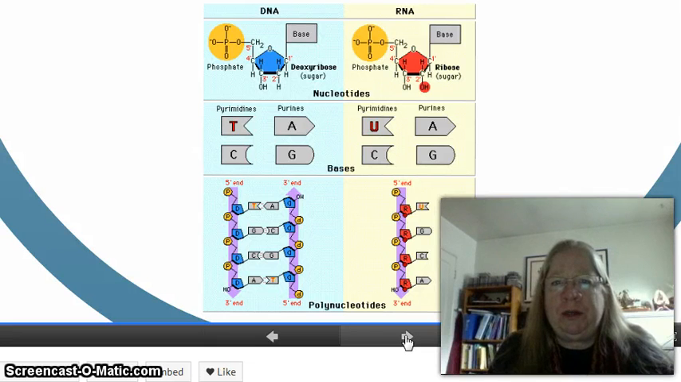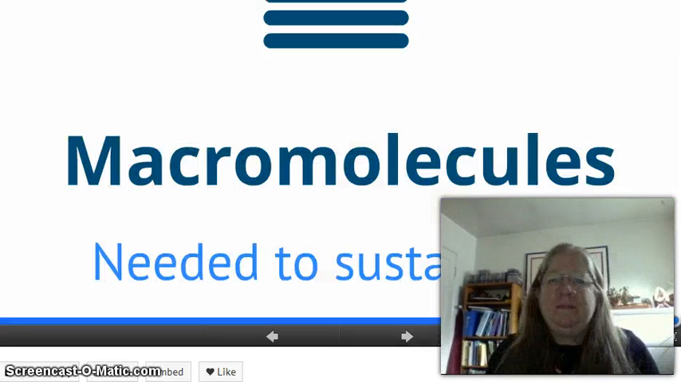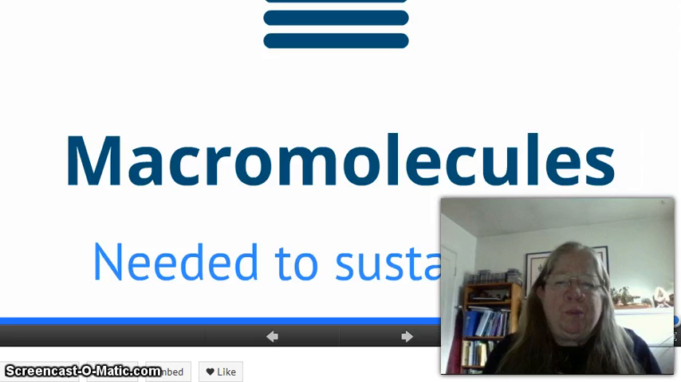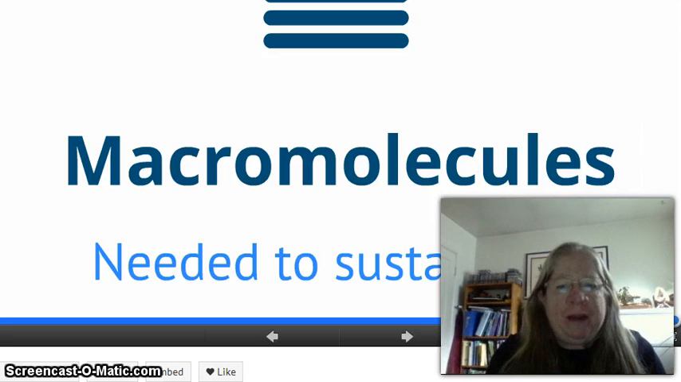So here's a picture of a DNA molecule. It's a double helix.